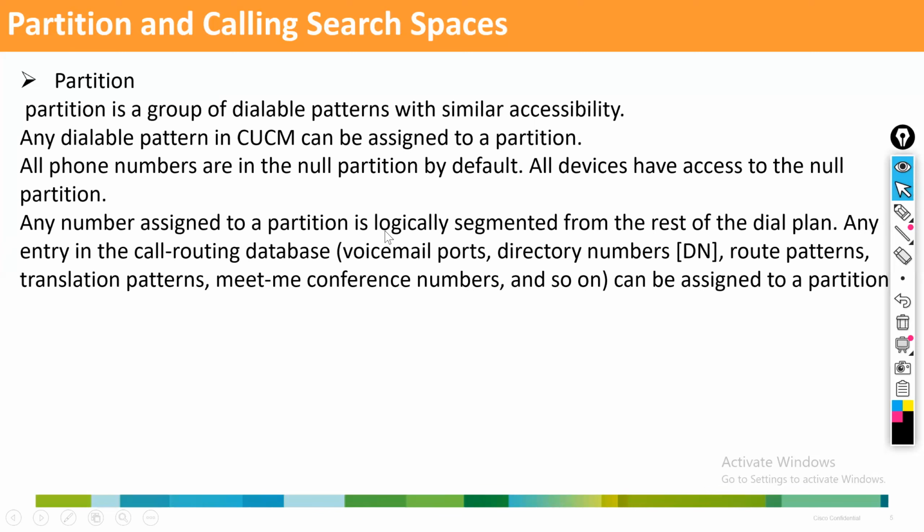Any number assigned to a partition is logically segmented from the rest of the dial plan. Any entry in the call routing database, like voicemail port, directory number, route pattern, translation pattern, meet me conference number, and so on, can be assigned to a partition. We have different numbers like DN number, route pattern, translation pattern, meet me number, voicemail port number. For every one of these numbers, we can assign a partition. When you are assigning a partition, you are segregating. Segregating means you are making a group.